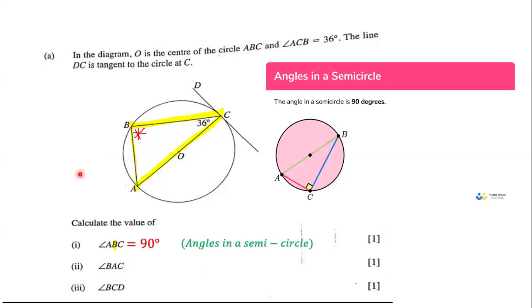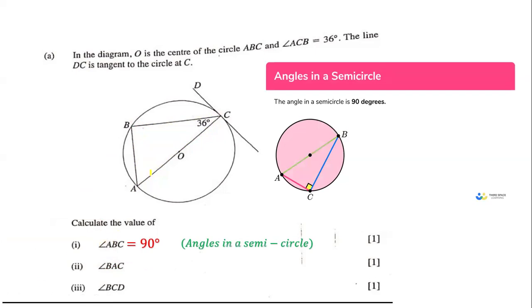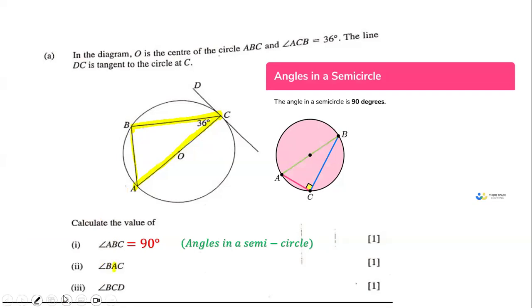Next, we have to determine the measure of angle BAC. The first thing that we're going to do is erase everything and highlight this angle. So we have angle BAC, and this is the triangle that we're looking at. The angle that we're looking for is the angle in the middle, angle A. So we have to figure out the size of angle A.